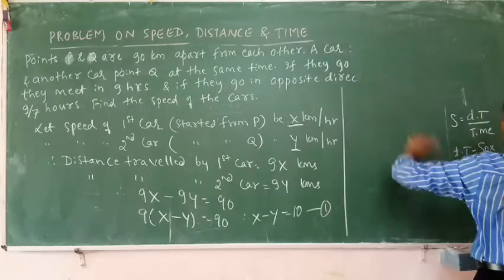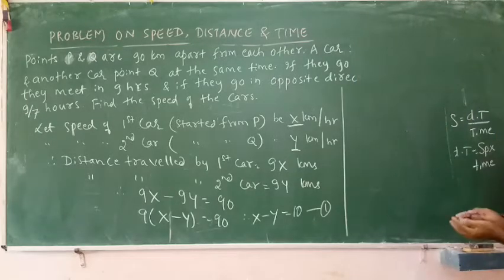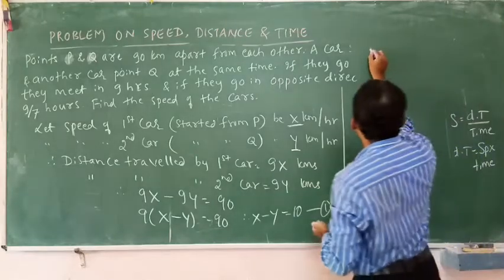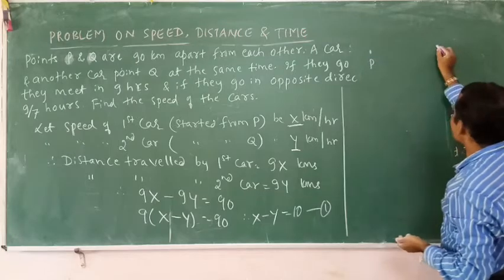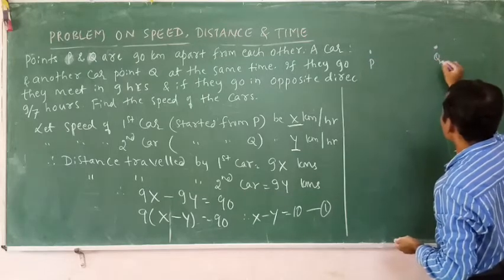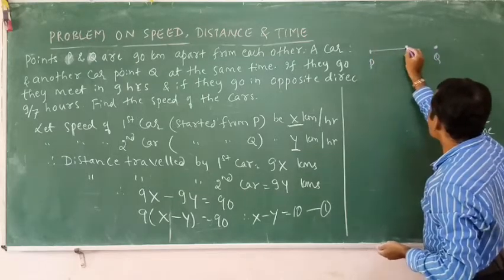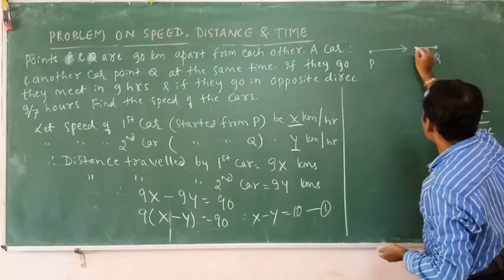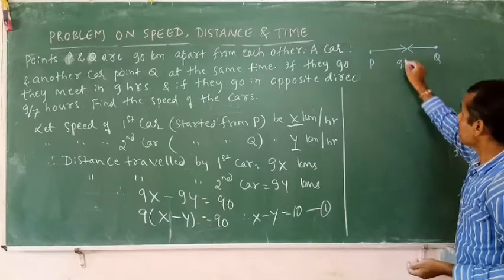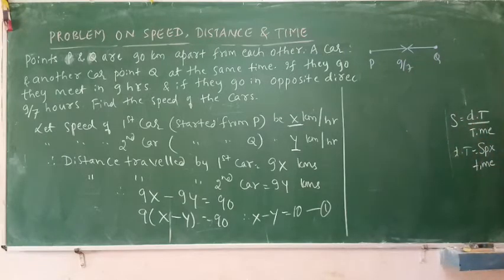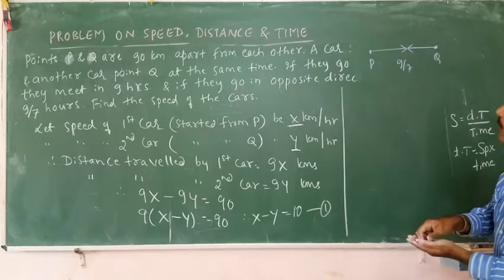Okay. Now, look at the second condition. The first car is here. This is P. The second car is here. This is Q. This one is going towards this, and this is coming towards this. They meet in 9 by 7 hours. 9 by 7 hours. Okay.